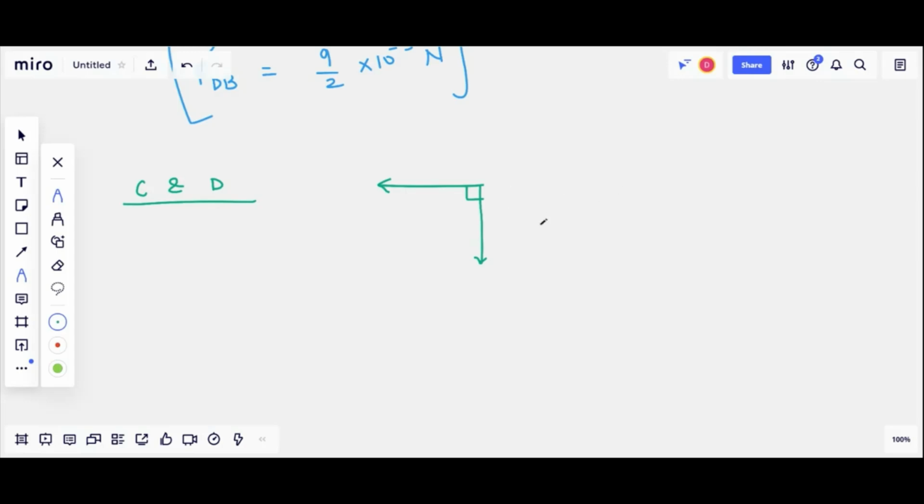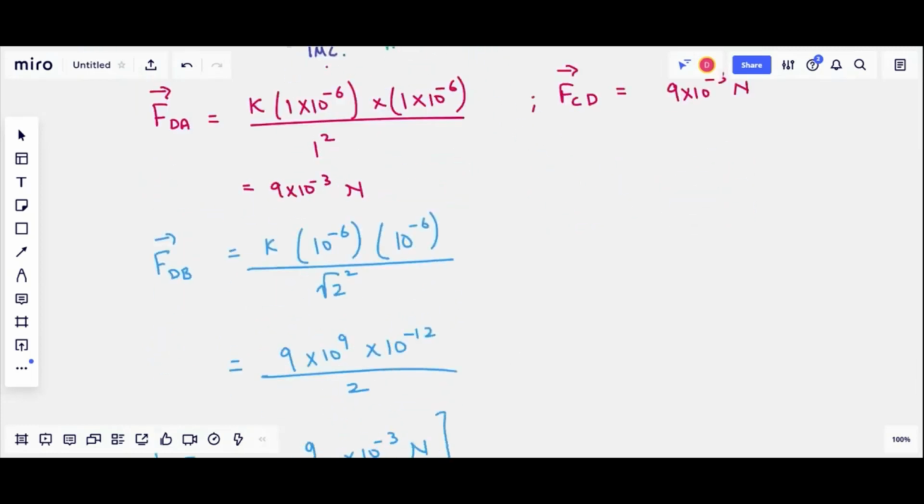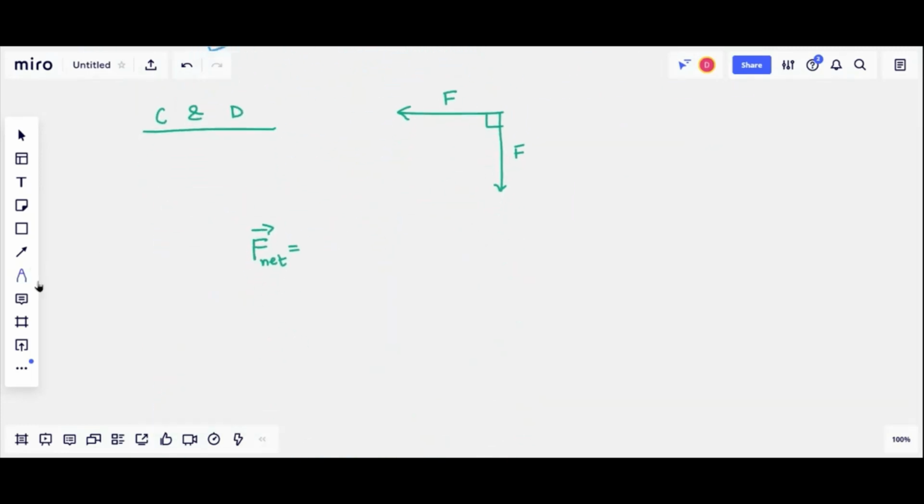in between them. So the net force is a simple vector formula. If the magnitudes of both the forces are the same, let's say it's F and F, which we know it is the same because both are 9 times 10 raised to the power negative 3. So if both the magnitudes are the same and the angle between them is 90 degrees, the net force will be root 2 times the magnitude of any one force. So it's going to be 9 root 2 times 10 raised to the power negative 3 newtons.